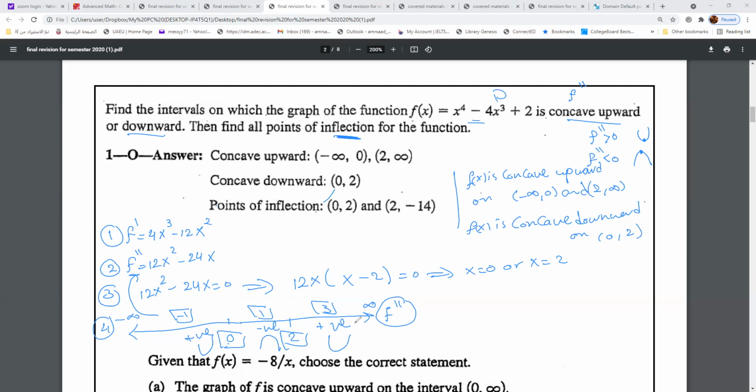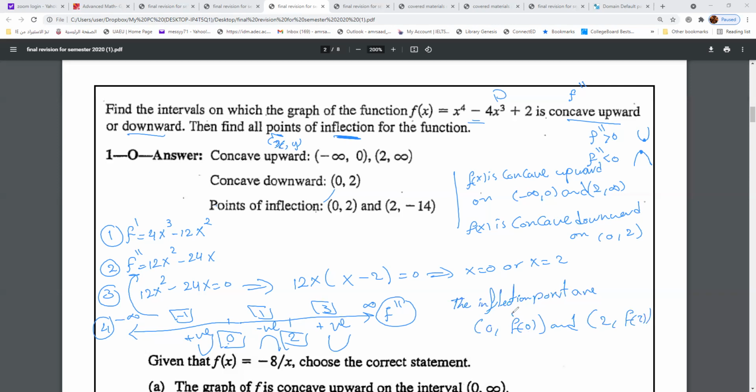Since at the values x equals 0 and 2 the function changes its concavity, both of them are critical, and the function has inflection points. So what are the inflection points? They are 0 and f of 0, because since they are points, it means x and y, the x coordinate and the y coordinate as the order of the pair, and 2 and f of 2.